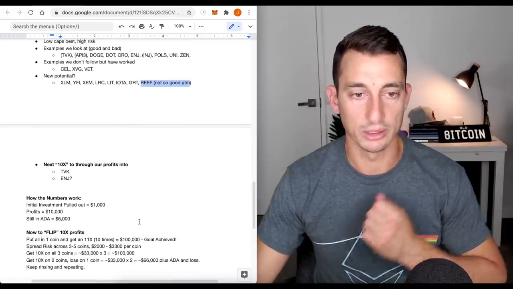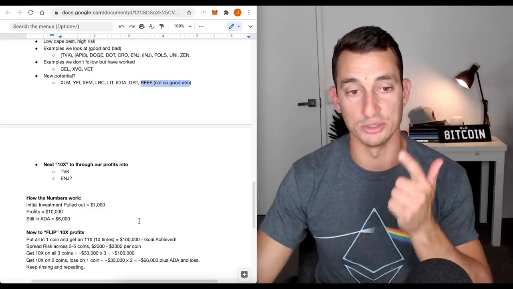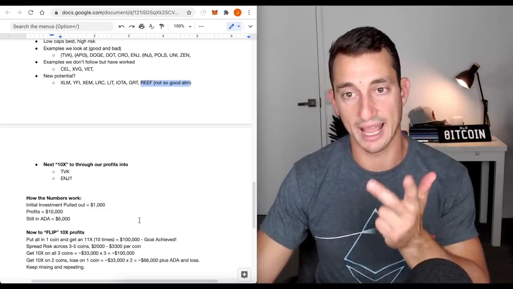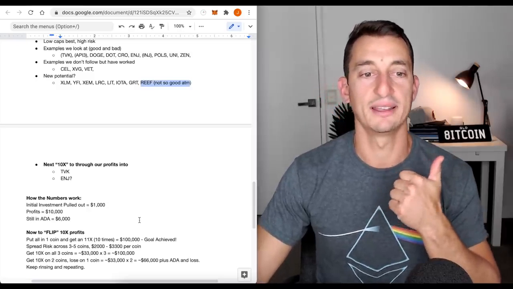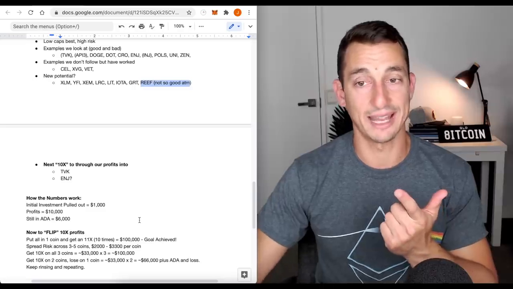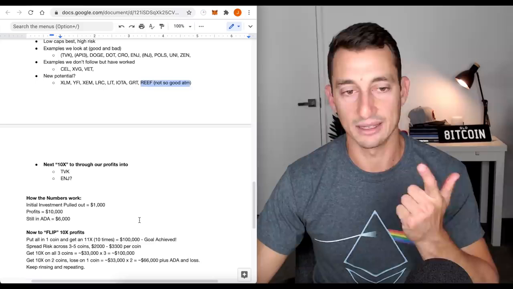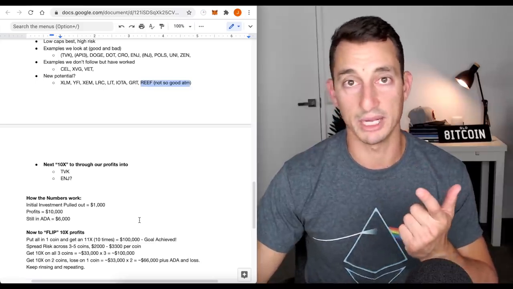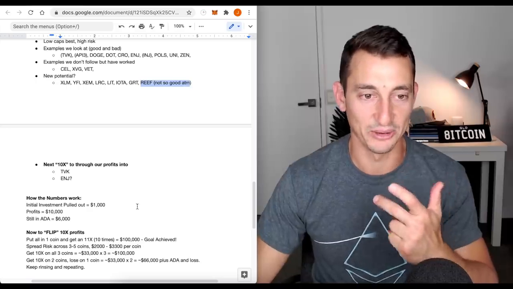How the numbers work: we've pulled out 1,000. We've got profits of 10,000, which we're going to use. 6,000 still in ADA. So we have the 1,000 back. Great. We haven't lost any money. Now we've got 6,000 still in ADA. Most of us don't think we're going to lose 100% in ADA. And if ADA goes up further, great. We've still made some money. So it's all worth our time and we're learning. That's the bonus. I'm always talking about how to learn and keep learning.